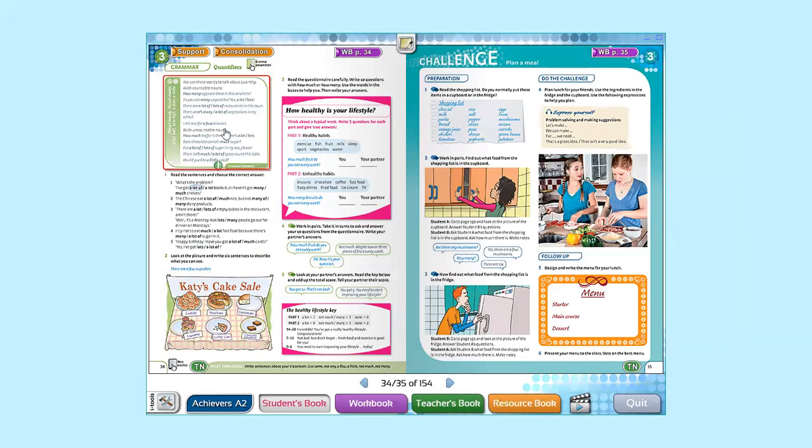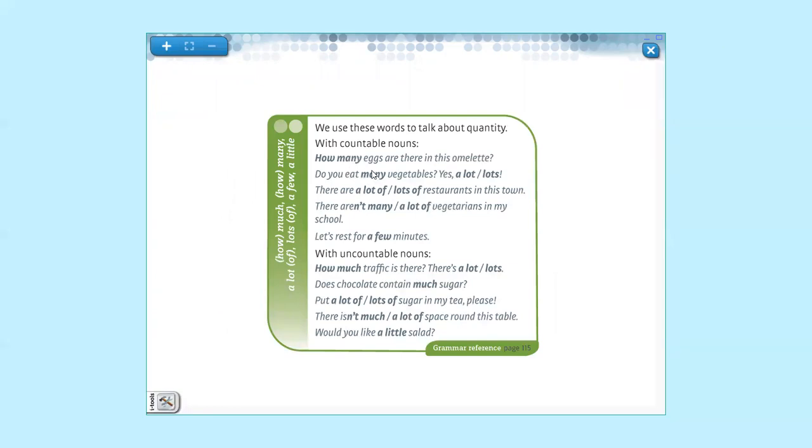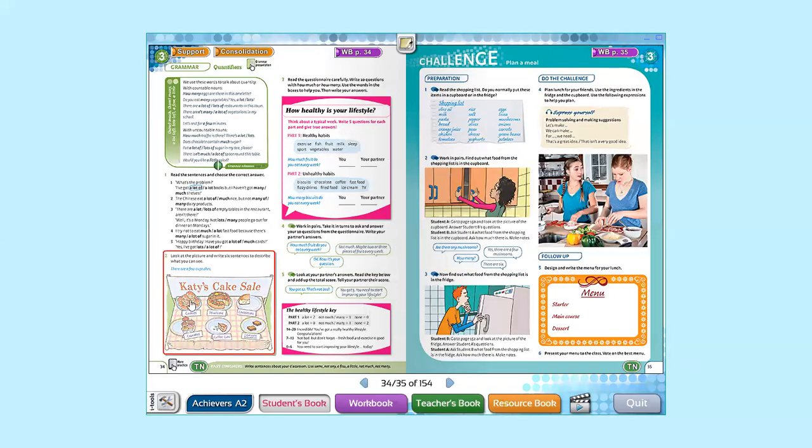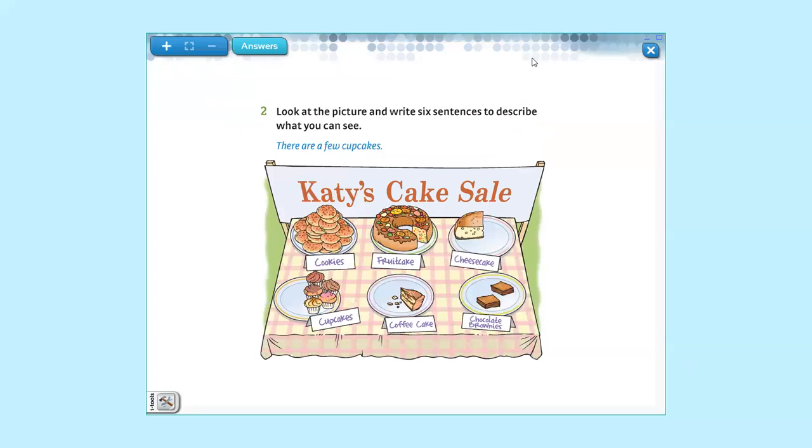So now, using attention, you are going to use many, how many, a lot, lots, a lot of, lots of, a few, much, how much, a little. This information, again, you are going to use to work on activity number 2. Attention, please, Cristina Suarez. Look at the picture and write 6 sentences to describe what you can see. Okay, how many sentences? 6 sentences. Okay, and here we have the example. Read the example, miss.